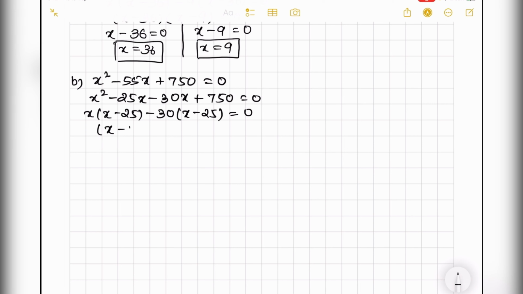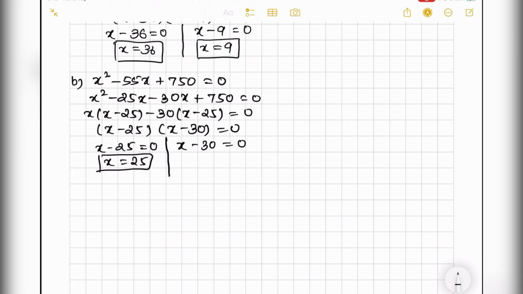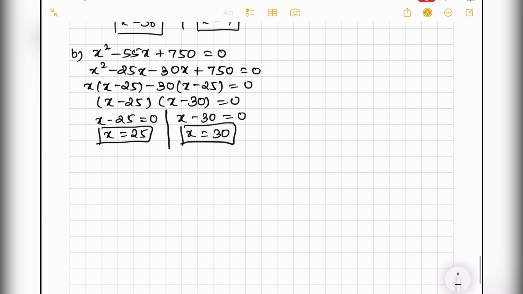So (x - 25)(x - 30) = 0. So either x - 25 = 0 or x - 30 = 0. So x will be 25 or x will be 30. These two are the solutions. So question 2 we finished.